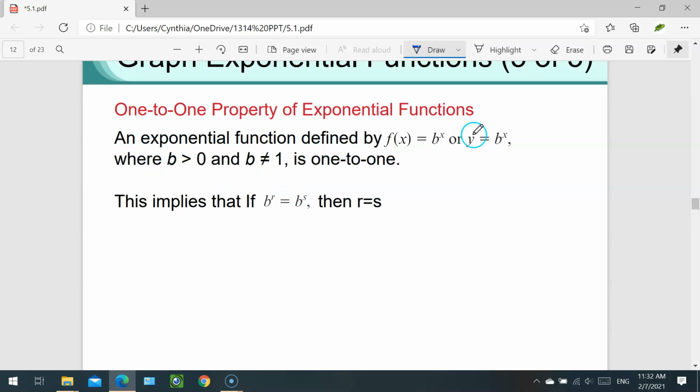An exponential function b to the power x, where b must be greater than 0. It could be bigger than 1, it could be between 0 and 1, but it must be a positive number. Your b cannot be equal to 1. It's a 1-to-1 function. This implies that if base b to the power r equals base b to the power s, we can simply cross out base b and let r equal s, because of that 1-to-1 property.